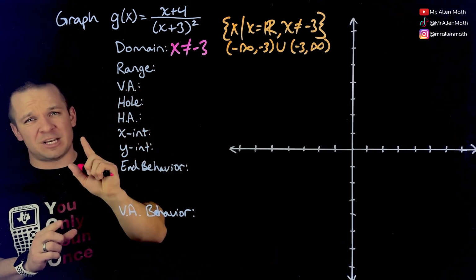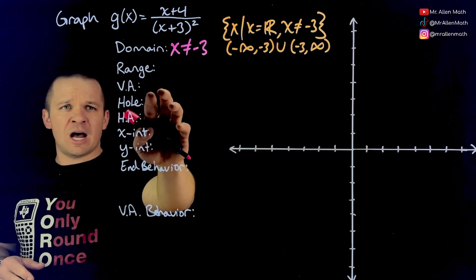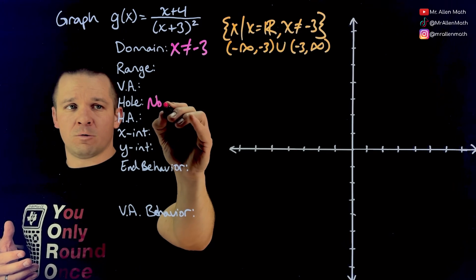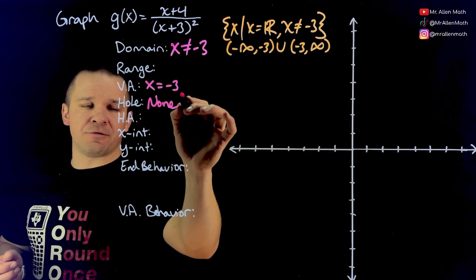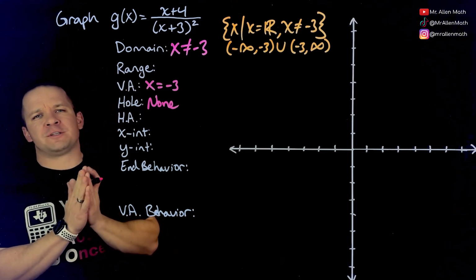All right, now, vertical asymptote. I'm going to save range for later on. Vertical asymptote for this one. Now, let's see here. Nothing canceled out, so there's no holes. Whatever's left, vertical asymptote. X equals -3. Beautiful.